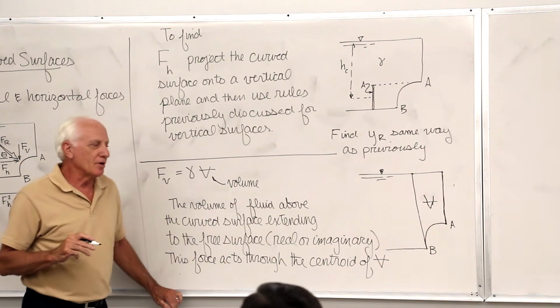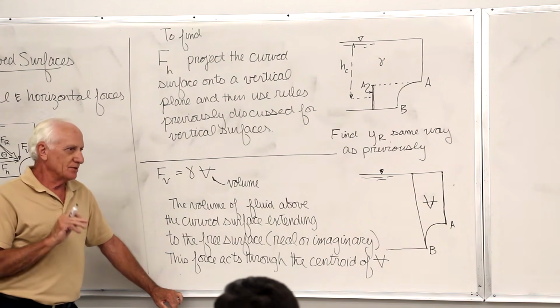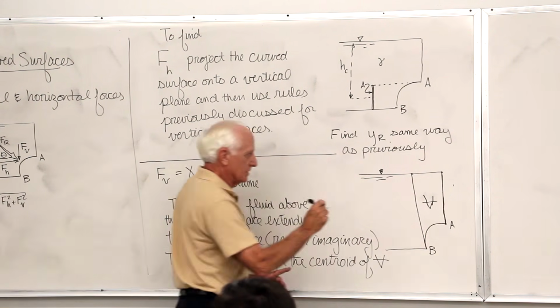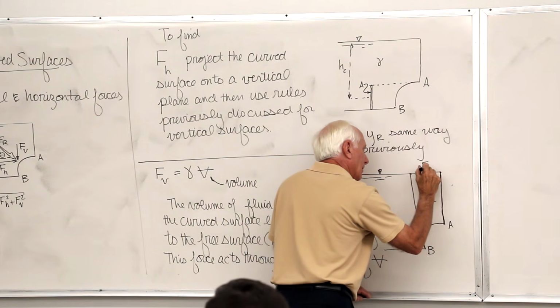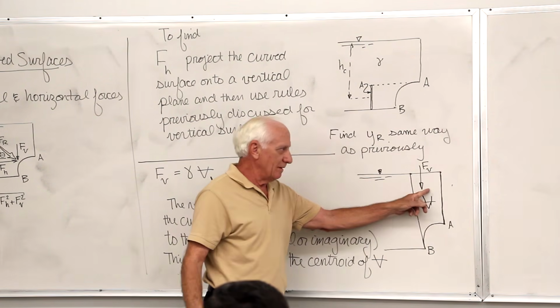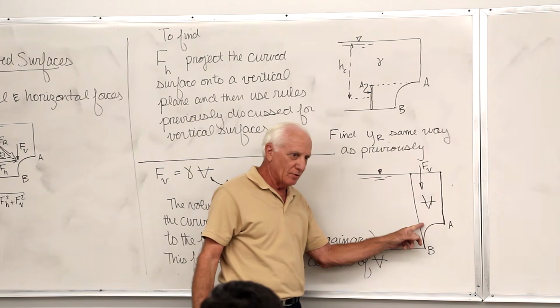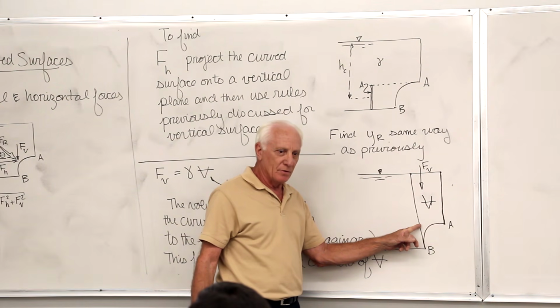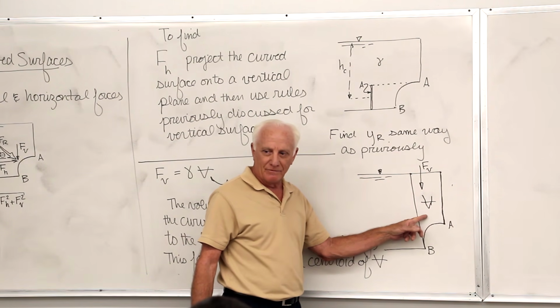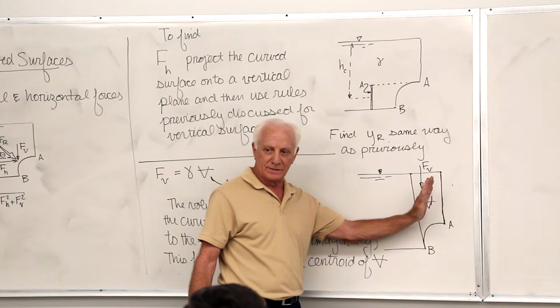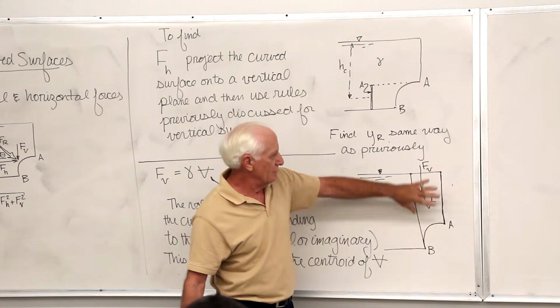Okay, so this force acts through the centroid of the area, the vertical force. So it's going to act over here somewhere. Why not right in the middle of here? Because there's some more area on the left side. There's more area on the left side than there is on the right side. Therefore, I expect FR to be to the left of the center of this rectangular piece.